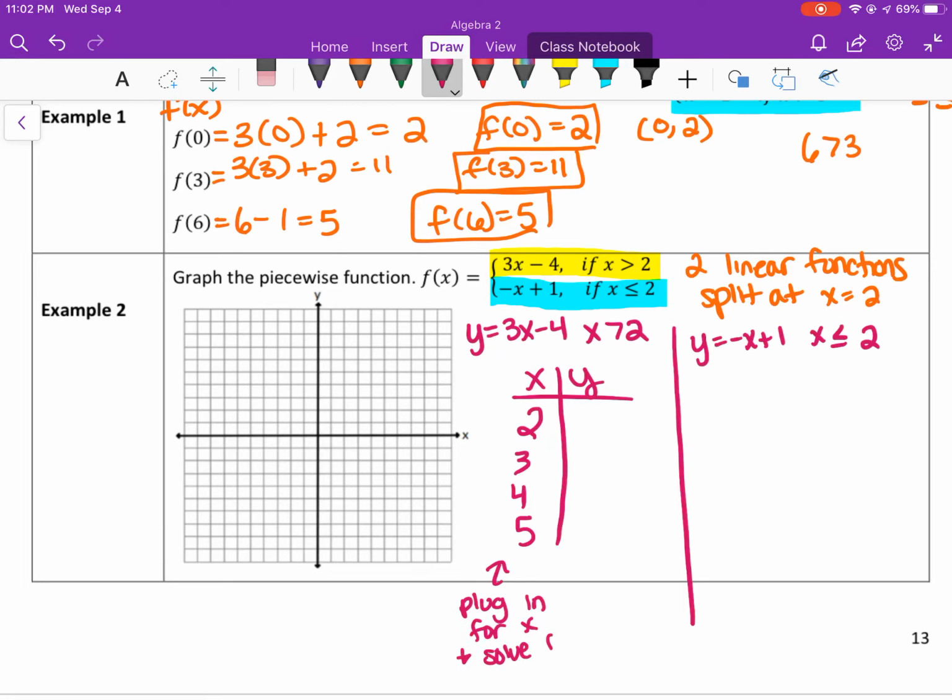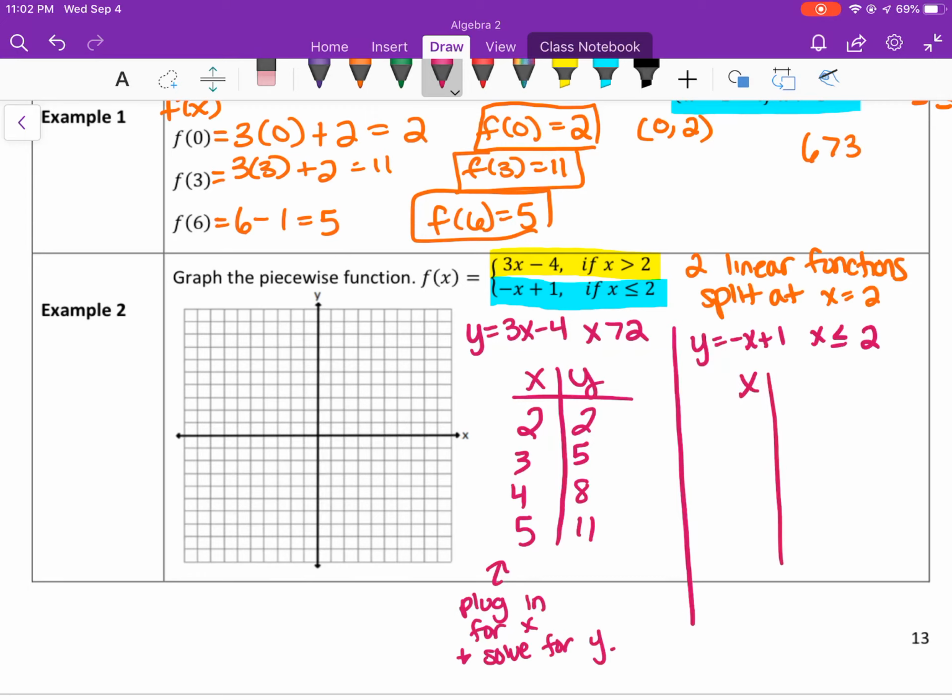So the first one I would get 3 times 2 is 6, minus 4 is 2. And I would continue doing that. So 3 times 3 is 9, minus 4 is 5. 3 times 4 is 12, minus 4 is 8. 3 times 5 is 15, minus 4 is 11.